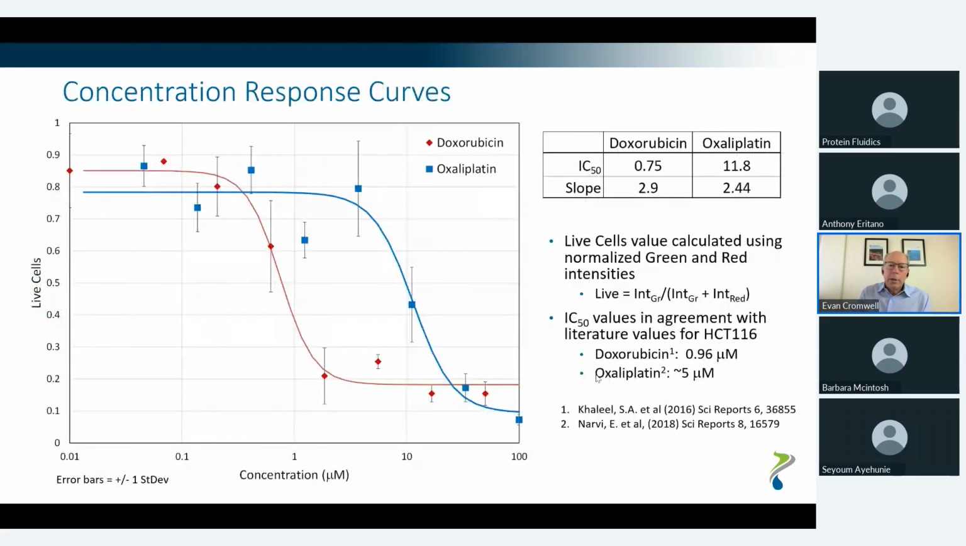So for the images you saw for that data set, here are the concentration response curves for doxorubicin and oxaliplatin. We saw very nice IC50 curves and slopes, and really good agreement with literature values for HCT116 cells. So we're very excited about this, and I think comparing this then to the primary colorectal cancer organoids or tumoroids that Seyoum will be talking about later shows some very interesting results.